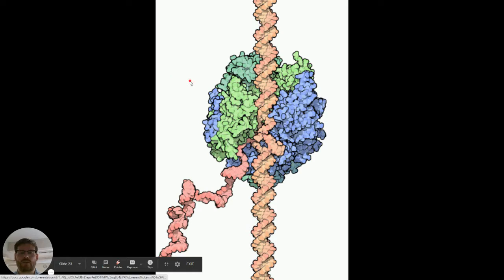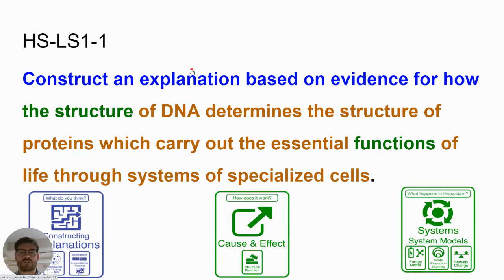Before we get into that, let's quickly look at our overall learning goal, just so we can make sure we're in line with what we're supposed to talk about. So we want to construct an explanation based on evidence for how the structure of DNA determines the structure of proteins, which carry out the essential functions of life throughout systems of specialized cells. So we're talking about how the structure of DNA turns into the structure of proteins, which turns into the function of cells.